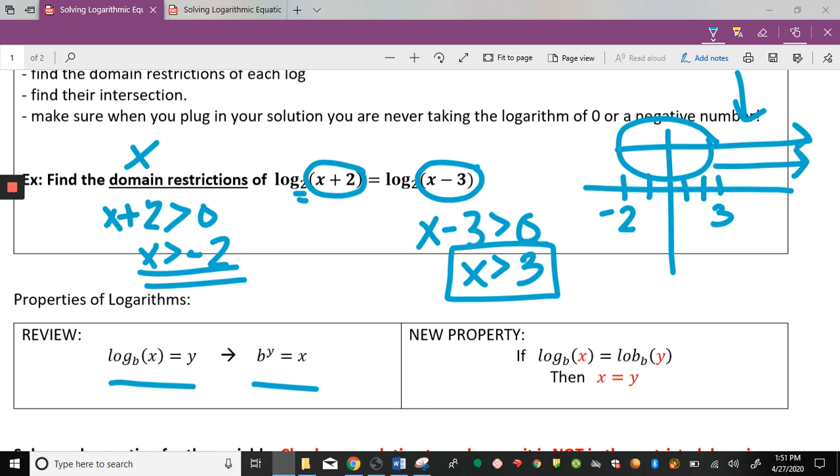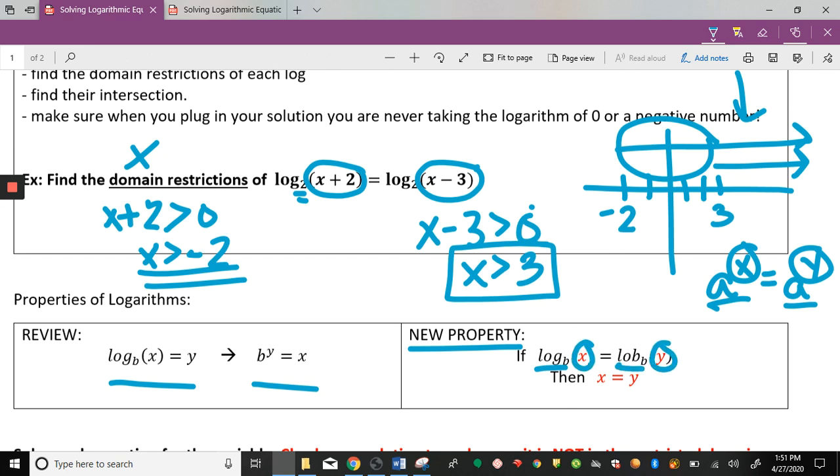We'll do some examples here, but I want to introduce a new property. This property is very, very similar to the one-to-one property for exponentials. In fact, just to remind you, if I have a to the x equals a to the y, right? If I have the same base, I just set my exponents equal to each other. So that's the same here. If I am taking the same log base on each side, I can take what those logs are and set them equal to each other. So it's pretty simple to solve from here. You just have to make sure that your answers fit in the domain restriction that you now know about.